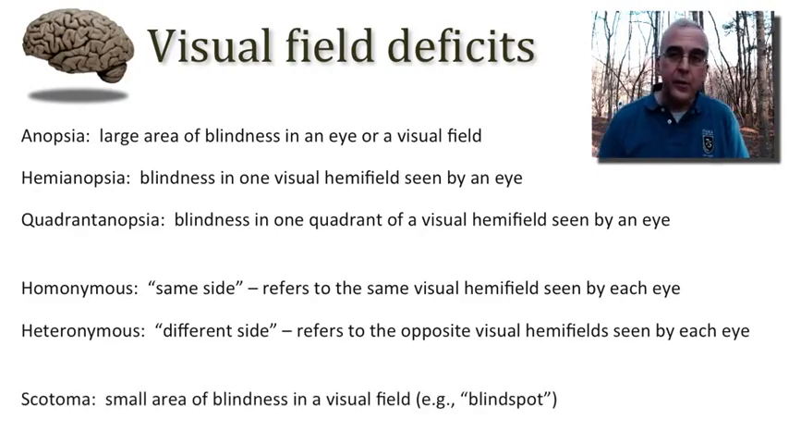And then finally, the word scotoma refers to a much smaller lesion, a small area of blindness somewhere within a visual field. The blind spot that we each bear in our visual hemispheres, due to the fact that the optic nerve head has no photoreceptors overlying it, is one example of a natural scotoma. But of course, scotomas can arise because of focal injury to the visual pathways or to the cortex itself.